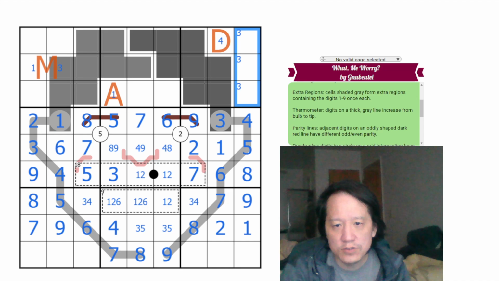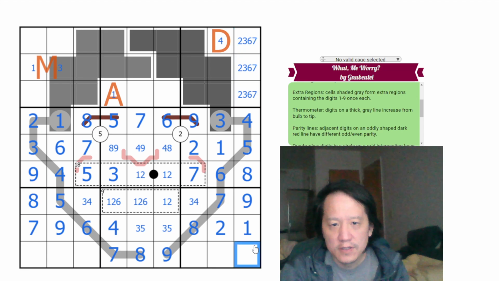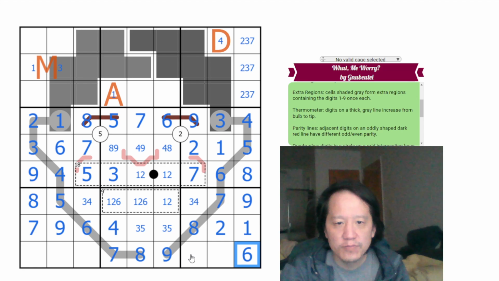This has to also contain a 2, so it's 2, 3, 6, or 7. The 7 also has to be here. So this is 2, 3, 7, which makes that a 6. This is 1, 4, or 5. The 5 definitely has to be here. The 1 has to be here. 1, 4, 5, and 6. The 6 has to be here.